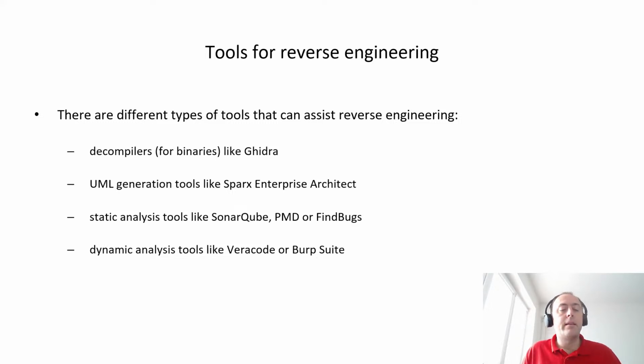Also, on the other end of the aspect, we have dynamic analysis tools like, for example, Veracode or Burp that try to scan the running application for potential vulnerabilities or other kinds of issues. So these are just tools for reverse engineering that have been developed. Most of them have been developed way before we started talking so much about artificial intelligence and chatbots that allow us to interact with the different large language models.